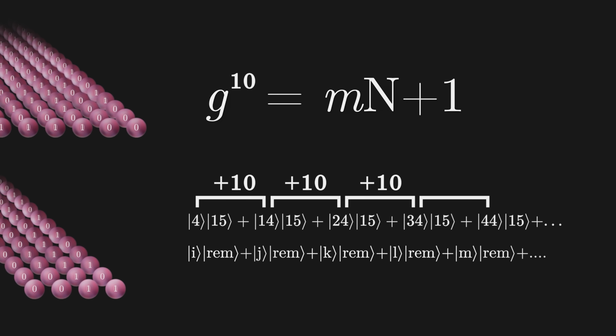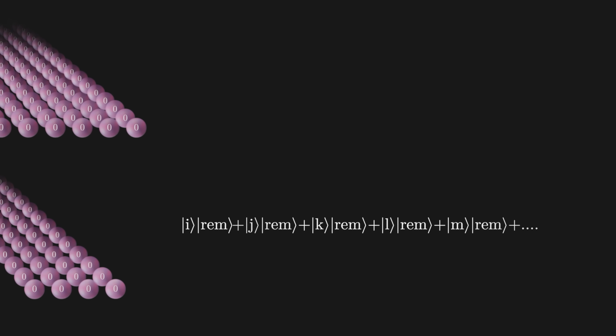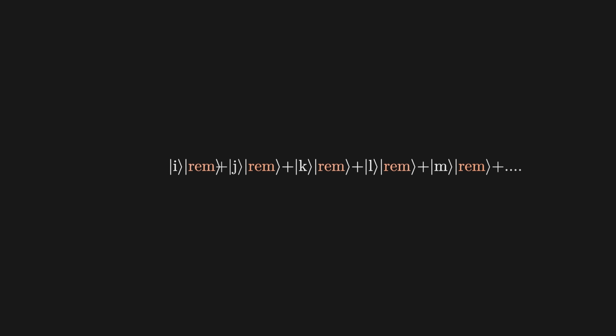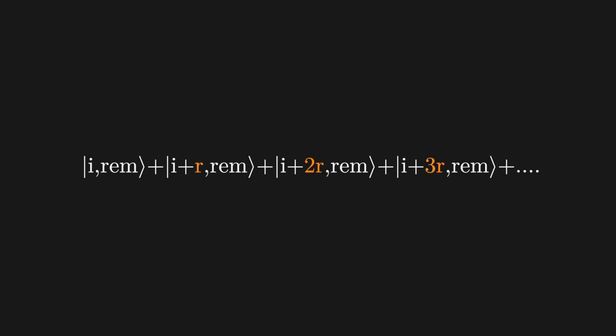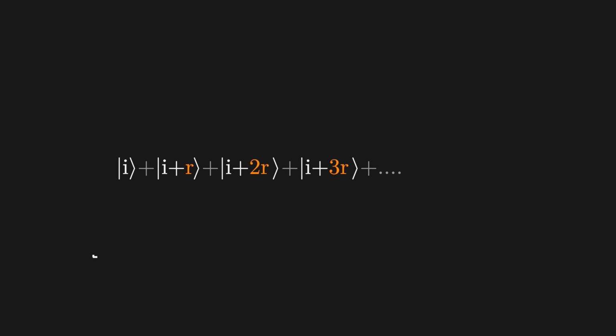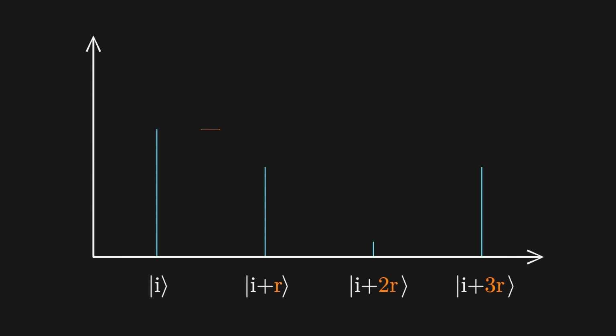So, more generally, after measuring the remainder, we will be left with a superposition of states that all share the same remainder, and the exponents will all be separated by the same amount r. This is the number we are looking for. Since the remainder is now the same for all states, we can put it to the side, and we now have a superposition that is periodic. Each term is separated from its neighbors by an amount r.